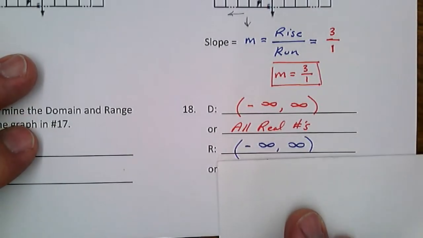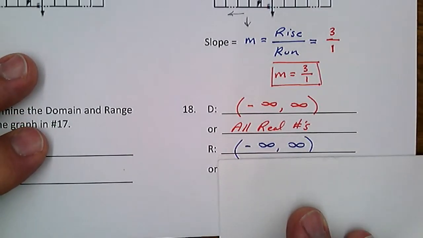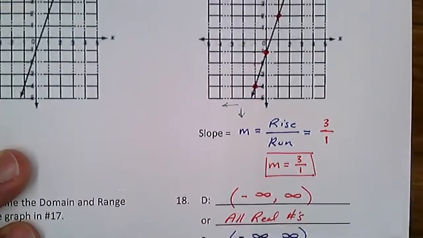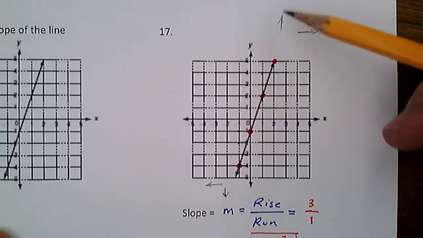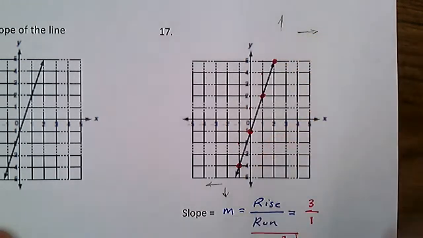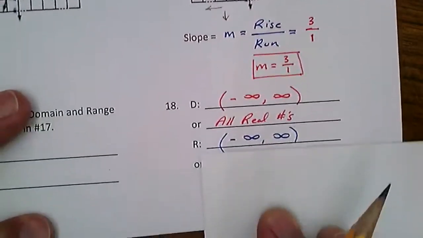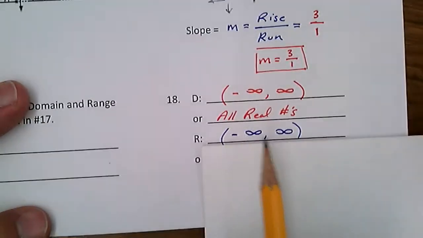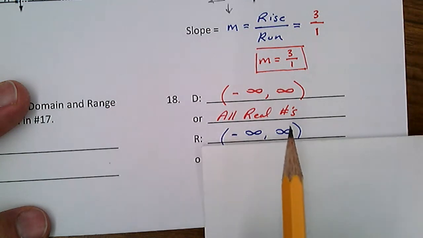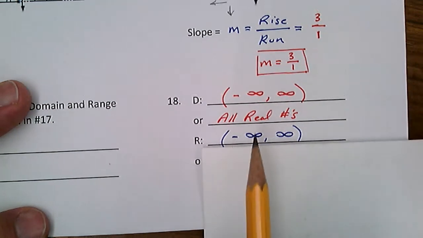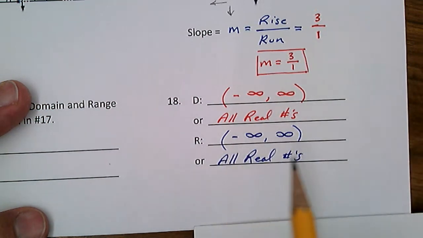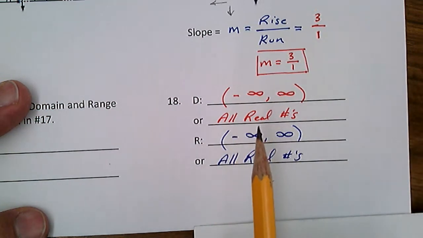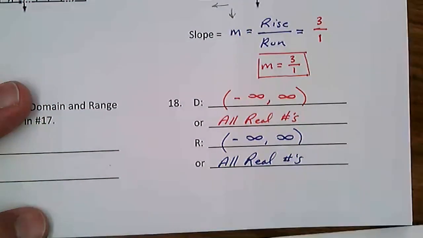And then for your range, it's going to go to positive infinity and negative infinity, right? It's always going to be traveling up, it's never going to stop because it has arrows. And it's always going to be traveling down because it's got arrows. It's never going to stop. So we would say it's going from negative infinity to positive infinity. We use parentheses because we can't touch infinity. And then we could also say all real numbers, if you don't want to draw the infinity signs.